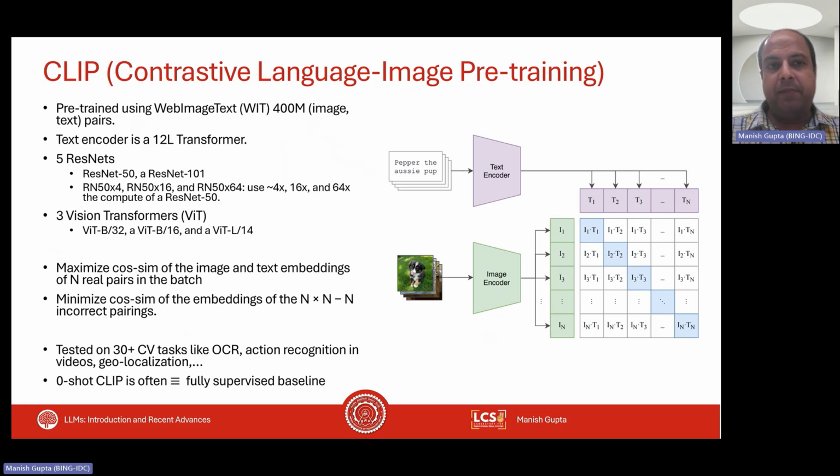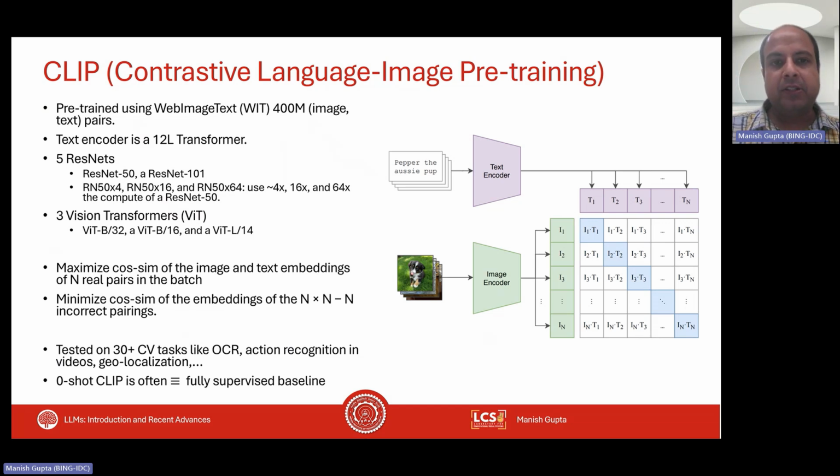However, over time, people have moved to using contrastive loss-based training, and that is what the CLIP model is also famous for. As it says, it's contrastive language image pre-training. So the way the CLIP model works is that it's also a two-tower model, and it has a contrastive loss right at the very end.